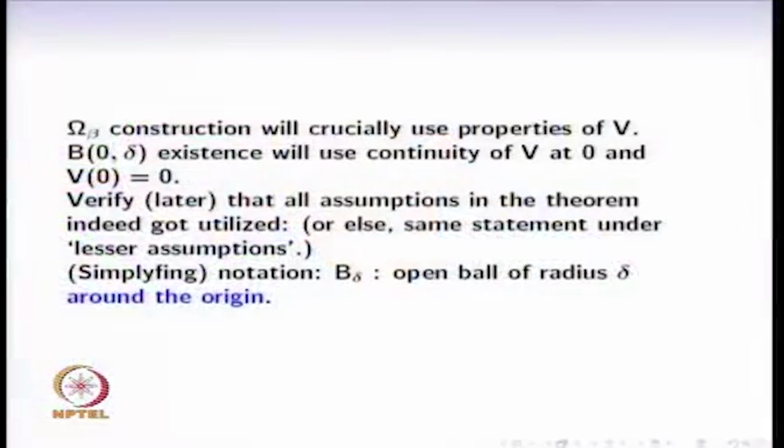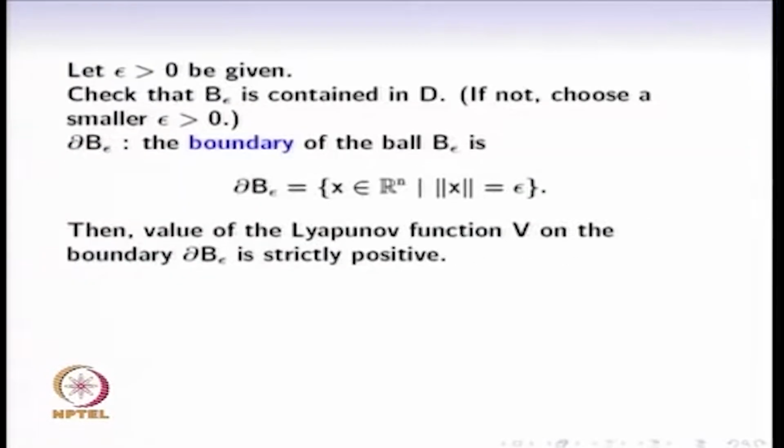For the rest of this proof, since all the open balls we are considering are centered at the origin, we have decided that the origin is the equilibrium point. Whichever point is the equilibrium point, we can always shift the coordinates such that that point is the origin, and since 0 is the center, we will only denote the radius of the ball. Hence B delta is an open ball of radius delta. The around the origin part we do not require to mention again.